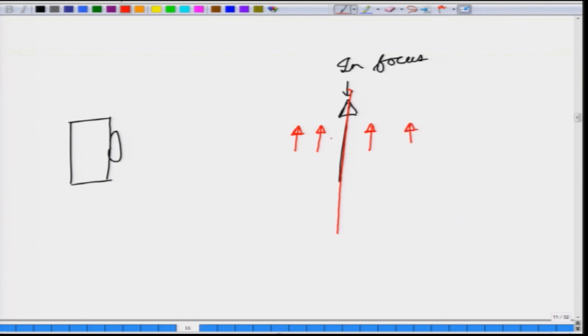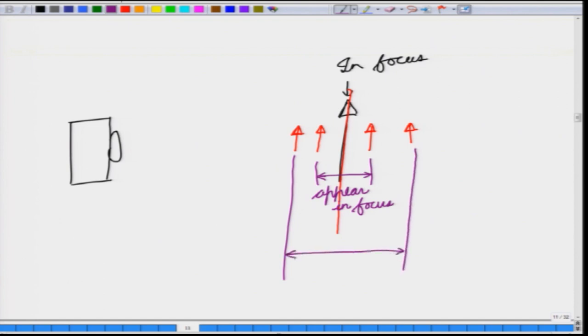So, if you have a camera that is set in a position such that these objects look in focus, or these appear in focus, versus another camera that is set in a way that all of these appear in focus, then we will say that the depth of field in this case is greater than the depth of field in this case. So, depth of field is talking about how much leeway we have in which the objects are looking in focus.